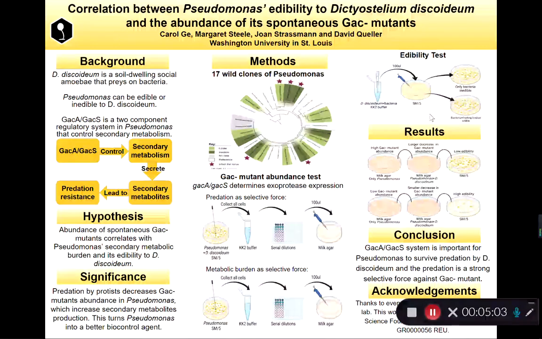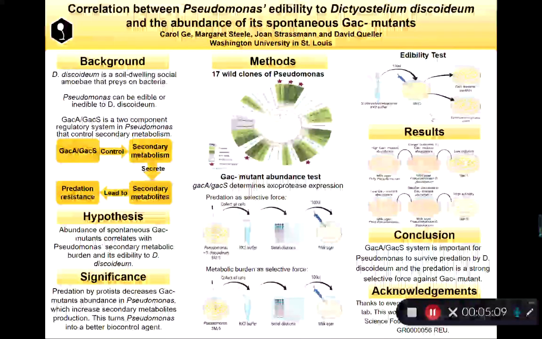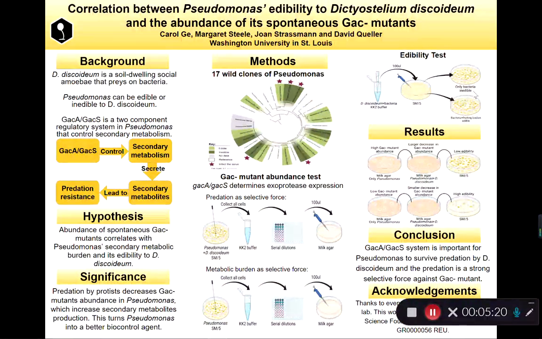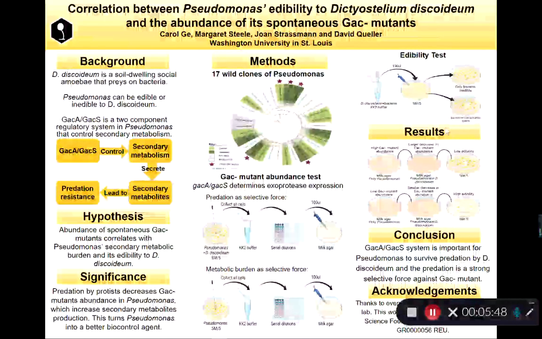After that, I'll do an edibility test, which uses similar techniques. I'll also grow the dicty together with bacteria, and I'll put them on SM/5 plates, which are just nutrient-enriched plates. After growing in a 30 degree Celsius incubator, if only bacteria grow on the plate, it means these bacteria are not edible for dicty. If there are fruiting bodies of dicty and bacteria both present, it means the bacteria are edible, because by forming fruiting bodies, the dicty can grow pretty well. That means it has food and can get energy, so they are eating the bacteria.